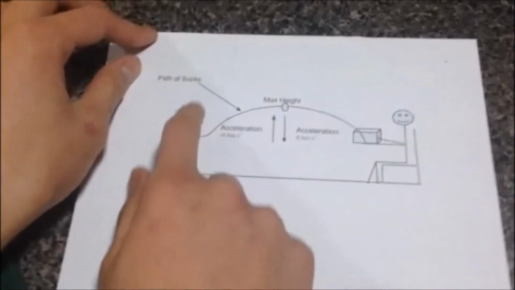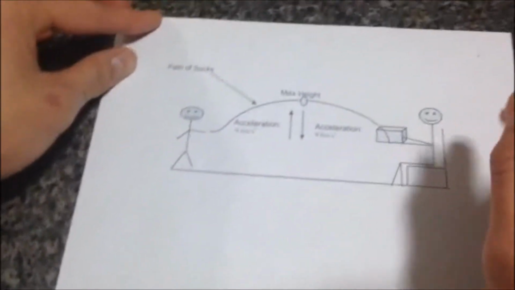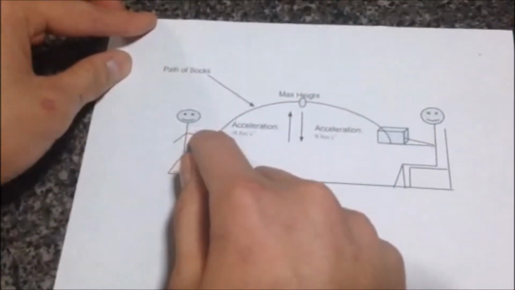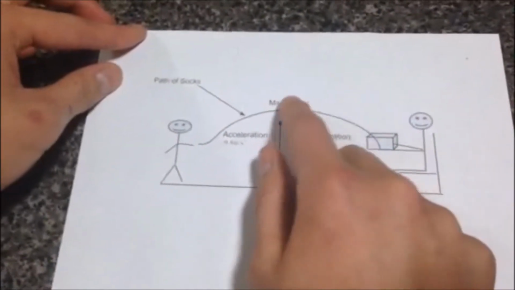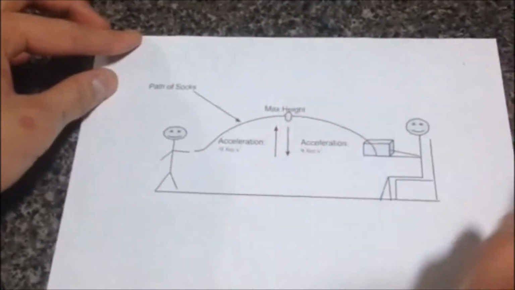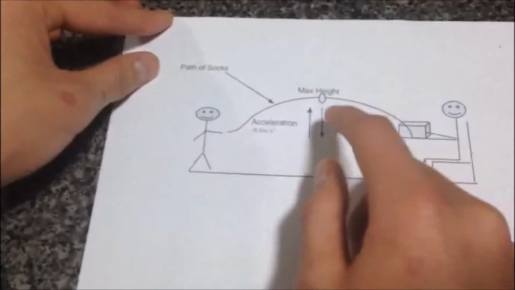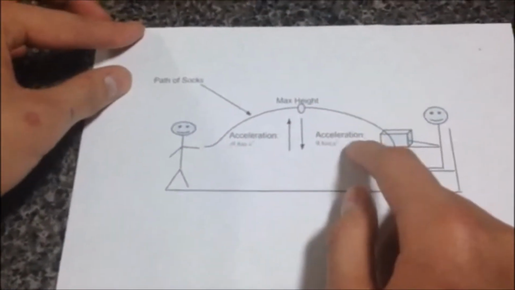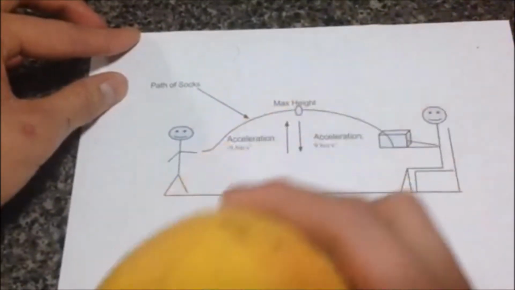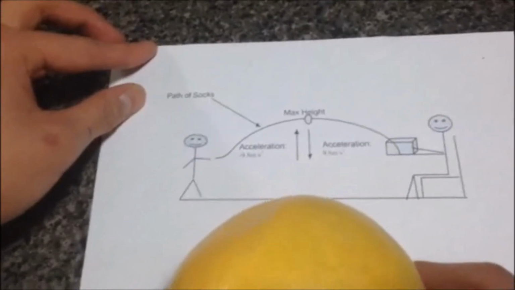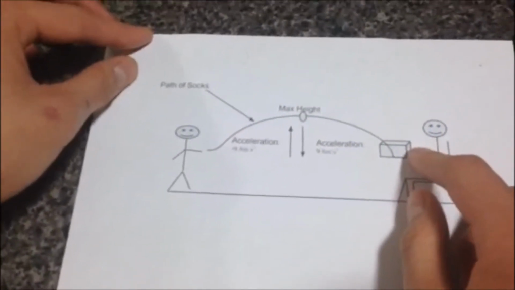line. Alright, so this is a representation of me, Brandon, and this is a representation of Jason. And this is going to be the path of the sock, and this is going to be the socks at the max height. So going up, acceleration is going to be negative 9.8 meters per second squared, and going down, acceleration is going to be 9.8 meters per second squared. And this is going to be the final laundry basket where it lands.